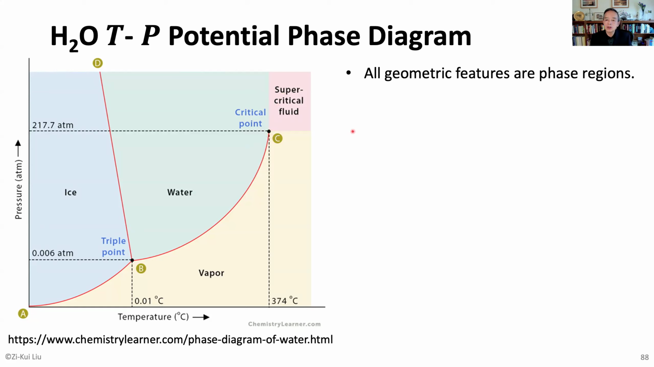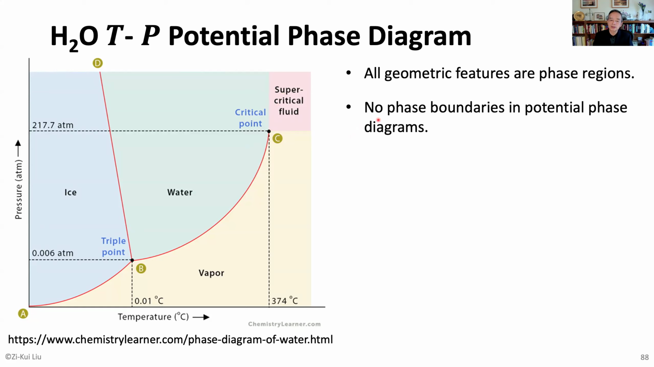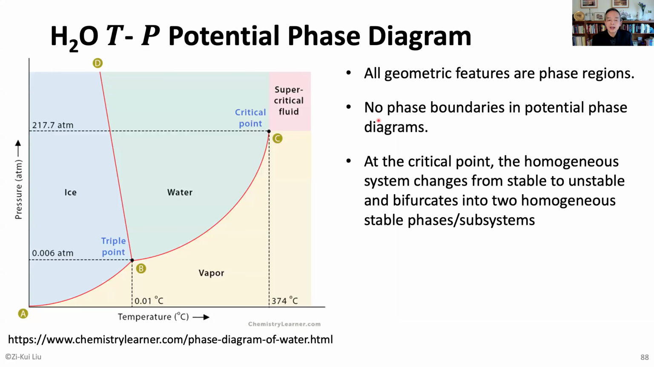First, I want to emphasize that all geometric features on this diagram are phase regions. There are no phase boundaries in potential phase diagrams. We'll talk about them again more when we talk about the details of model phase diagrams. And at the critical point, the homogeneous system changes from stable to unstable and bifurcates into two homogeneous stable phases, or subsystems, sometimes we call it, the water and the vapor.